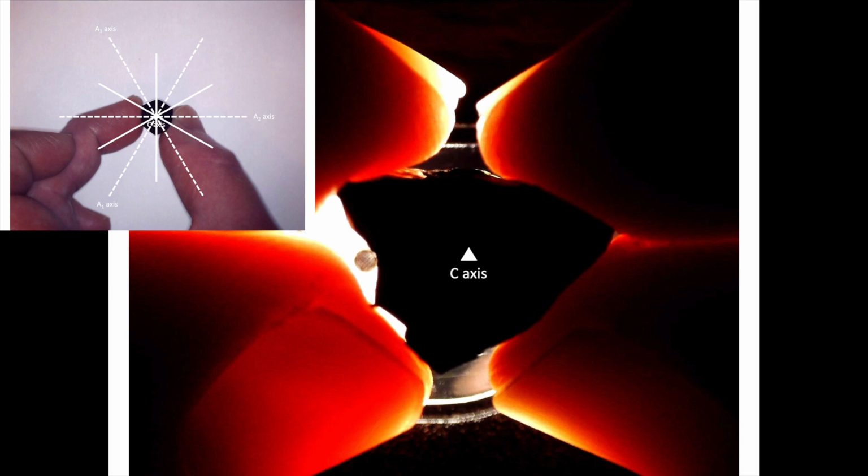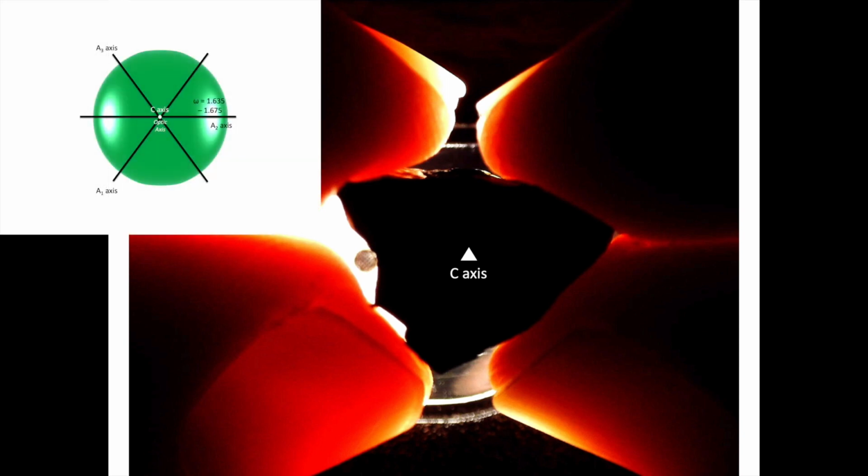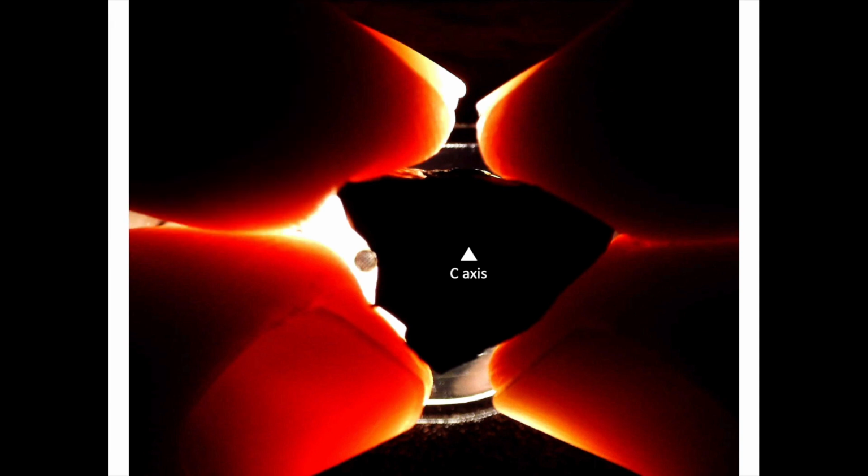So if we're looking down the C crystallographic axis of our tourmaline, that also means we're looking at this view of our optical indicatrix for tourmaline. And so in this instance, we're only seeing light associated with refractive index omega. Well, what's actually happening is we're not seeing much light at all because refractive index omega is associated with the near complete absorption of light.